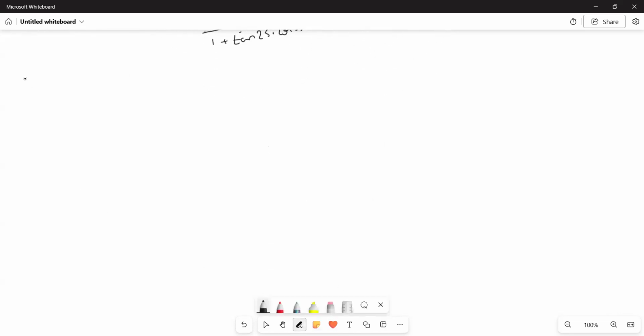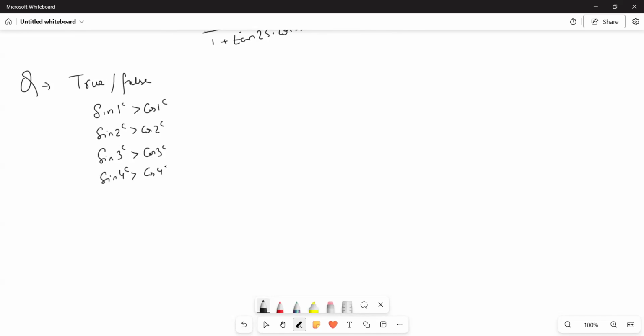Okay, let's do a very simple question. True and false. Again, I write down a few statements and you have to tell me whether they are true or false. Sine of 1 radian is greater than cos of 1 radian, sine of 2 radians is greater than cos of 2 radians, sine of 3 radians is greater than cos of 3 radians, sine of 4, 5, 6 and 7 radians are each greater than the cos of the same number of radians. Which of the following statements are true? Which of the following are false?